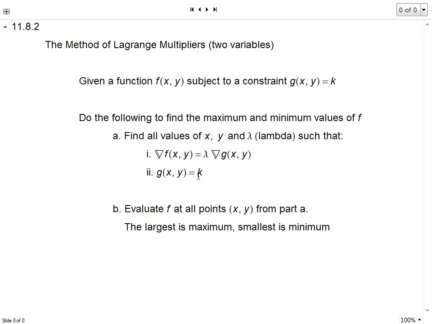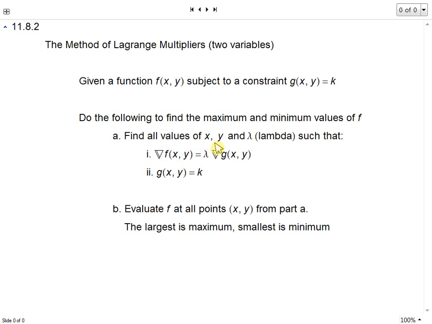All right, now geometrically, remember we said the gradient is a vector? Yes? And here, this is a vector. The gradient of g is a vector. Multiplying a vector times a number means it's a scalar multiple, which means that we're trying to figure out where the gradient of f is parallel to the gradient of g. If we figure out where that happens, then we will have found where the maximums and minimums occur.